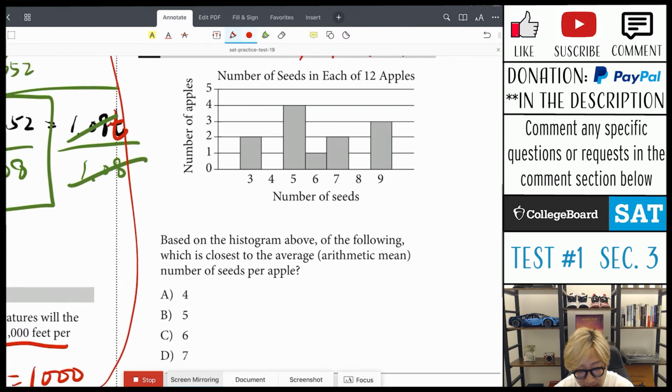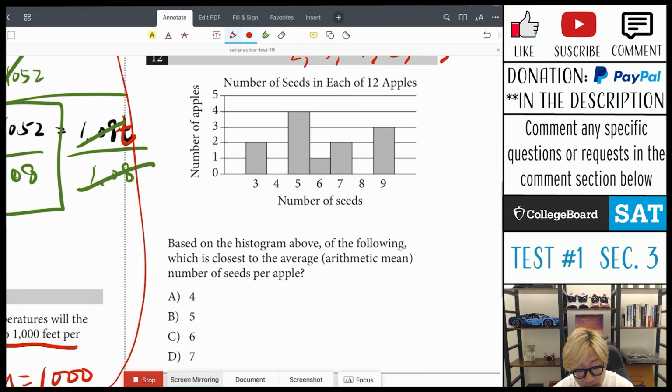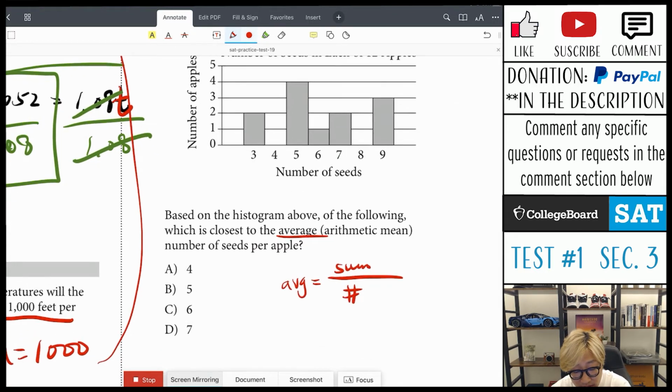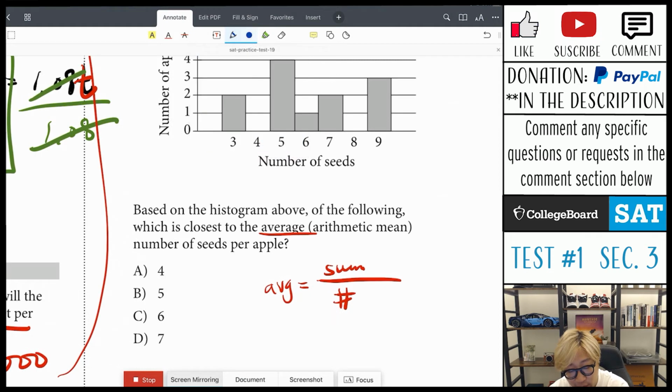Number 12. Based on this diagram above, which of the following is close to the average? How do we find the average? Average is the sum divided by the number. Well, sum of what and number of what? If you take a look, they give you the units so nicely. Seeds per apple. Number of seeds per apple. So sum of the seeds per apple.